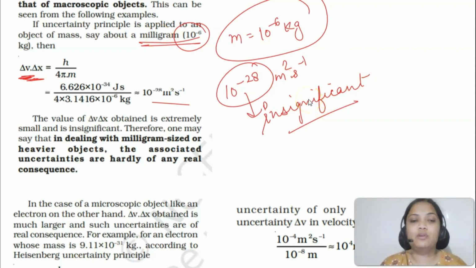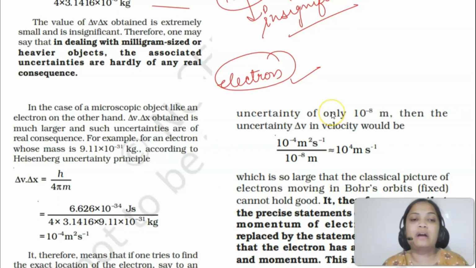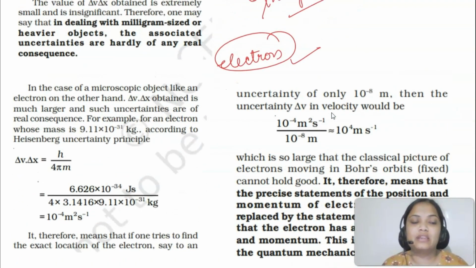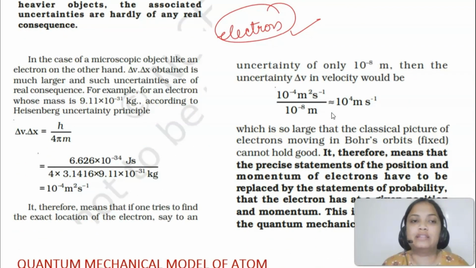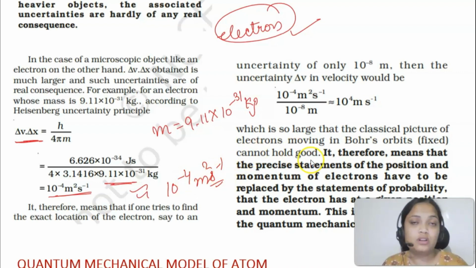But now let me tell you about electron. This is very important because that will lead to the development of the quantum mechanical model. So in case of a microscopic object, like an electron, the value of delta V into delta X is coming out to be large. You see, the mass of electron I have taken is 9.11 into 10 to the power minus 31 kilograms. So the uncertainty is coming out to be around 10 to the power minus 4 meter square per second. Now this value is not that small that we can neglect, right? We cannot neglect it.